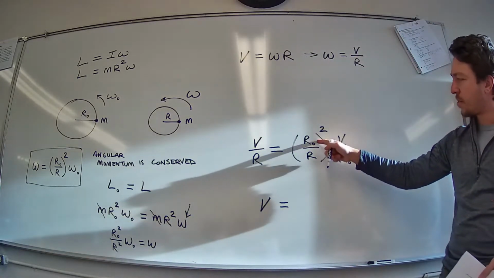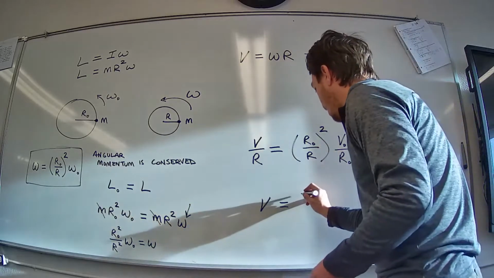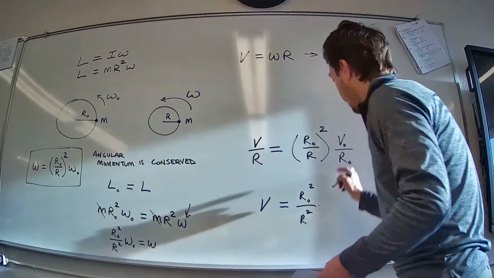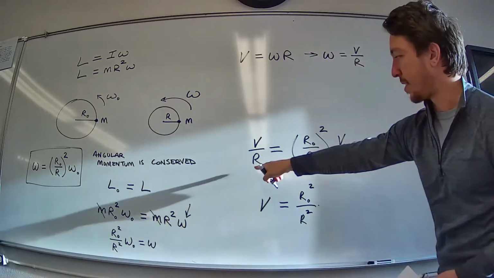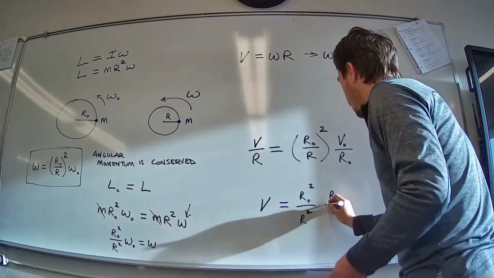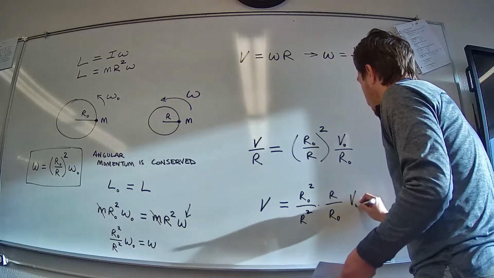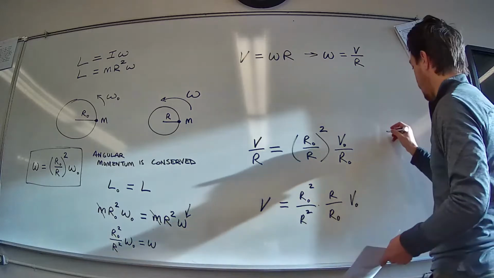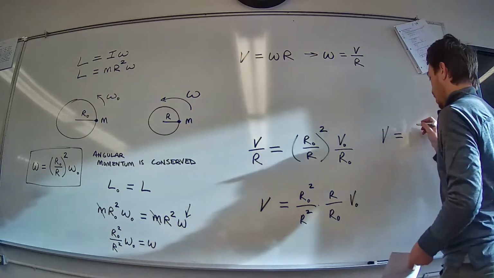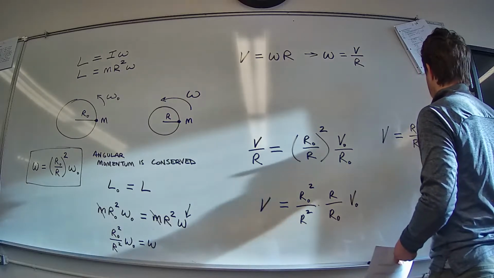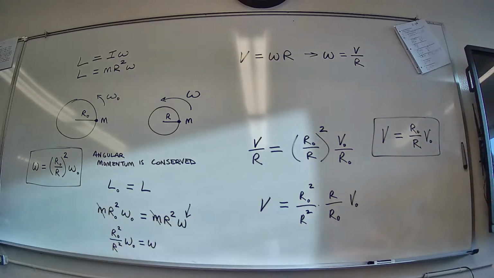Let's see, what's going to happen when I have R squared? I could write it like this: R naught squared over R squared. And then I could send this R to the top, multiply both sides by R. That makes sense how I went from there to there? So what's the final answer? Does that make sense or no?